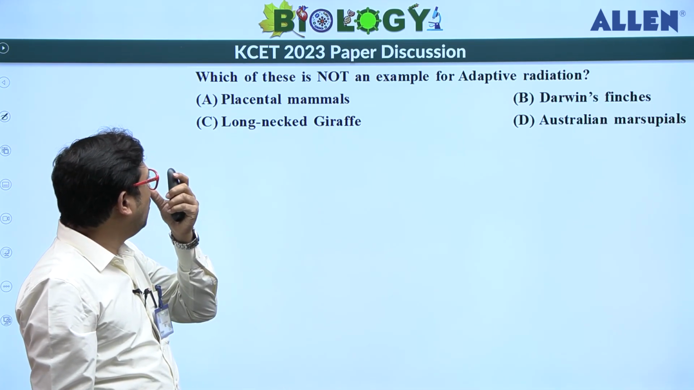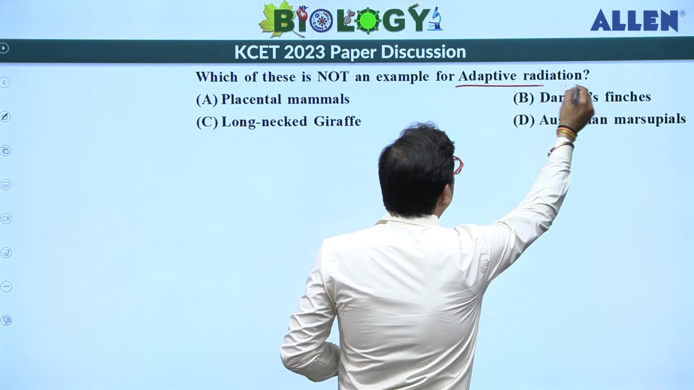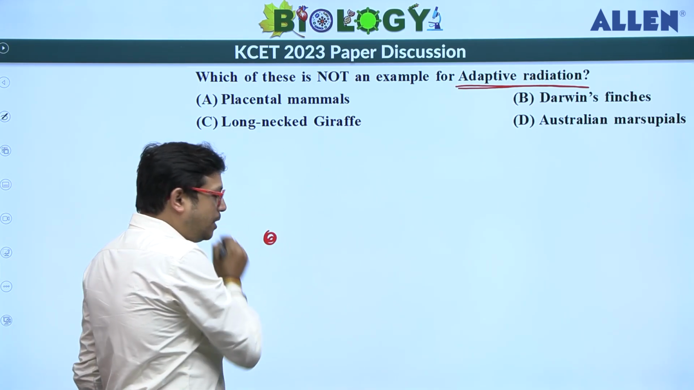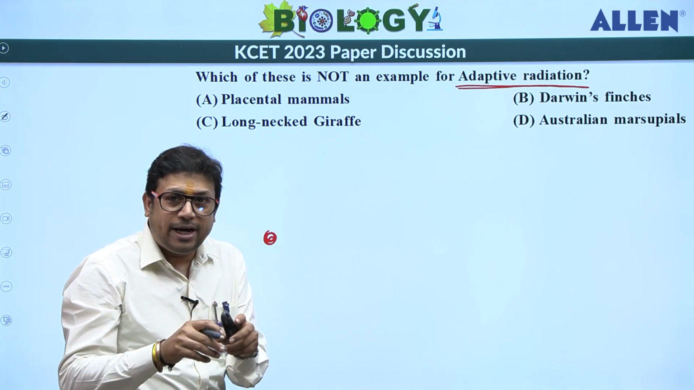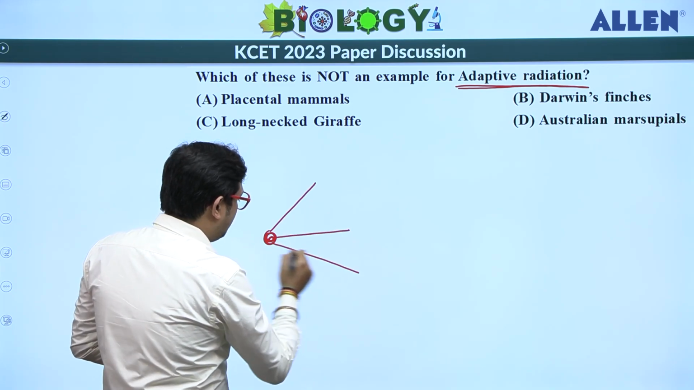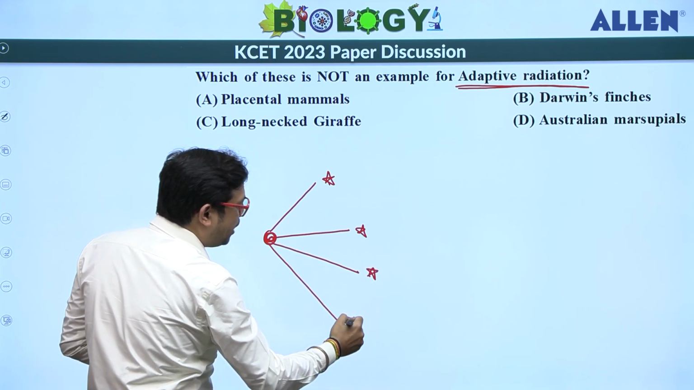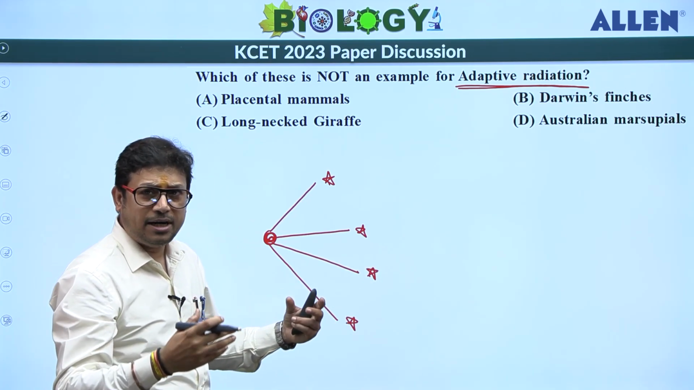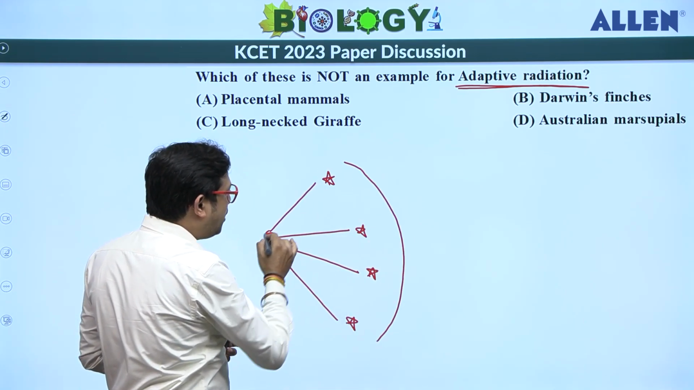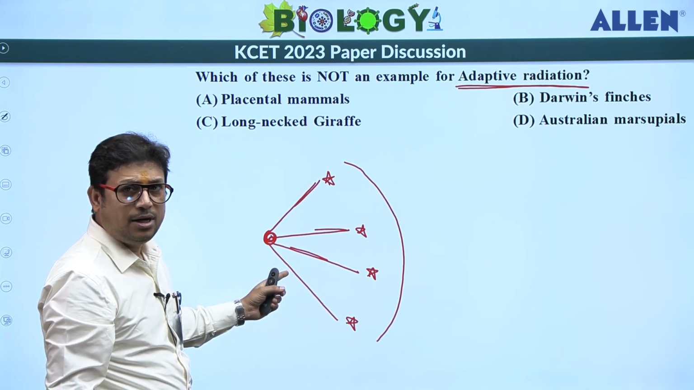Coming to the next, which of these is not an example of adaptive radiation? We know that adaptive radiation is what? There is an ancestral stock. Now this ancestral stock got adapted to different environmental conditions. So these organisms are adapted to different environmental conditions, so that what happened? Accordingly their body shape, size and different anatomical structures developed. So this is called adaptive radiation. From one point they got diverged, right? So it is also what? An example of divergent evolution.